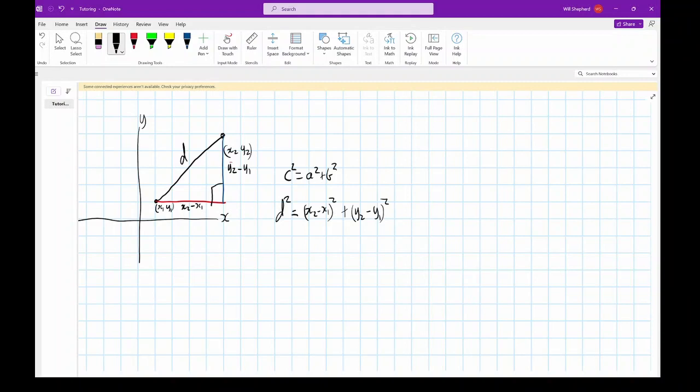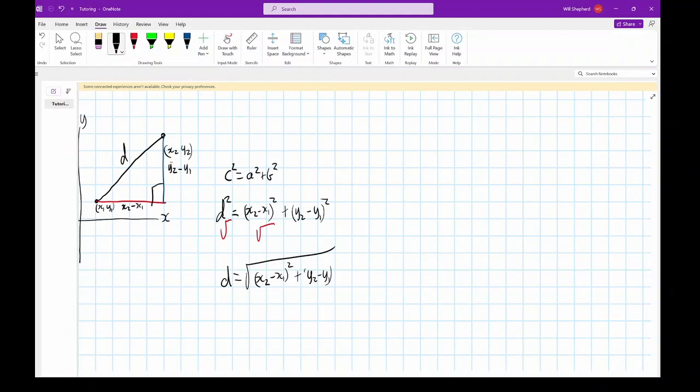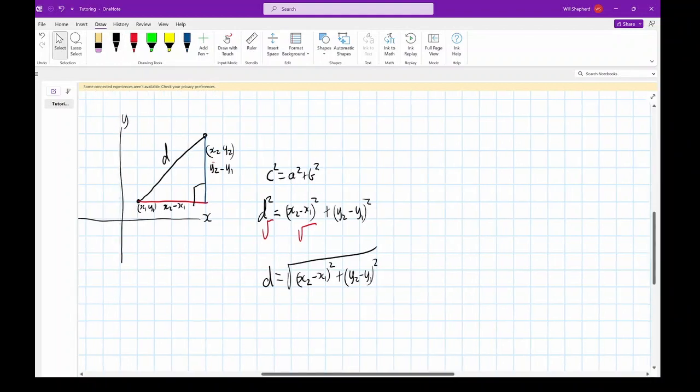And then finally, just to make it a bit easier on ourselves, to put it into a singular formula that we can quote unquote plug and chug, so to speak. If we want to get rid of this squared here, if we just root both sides, what we get is d equals the square root of x2 minus x1 all squared plus y2 minus y1 all squared. And that is going to be another formula that we're going to need to remember.